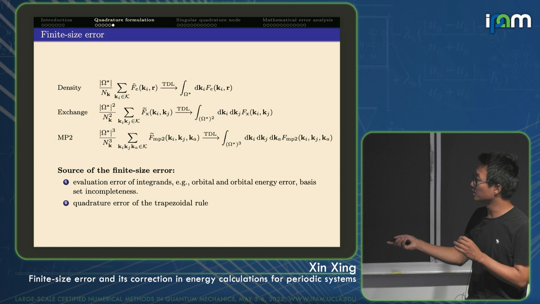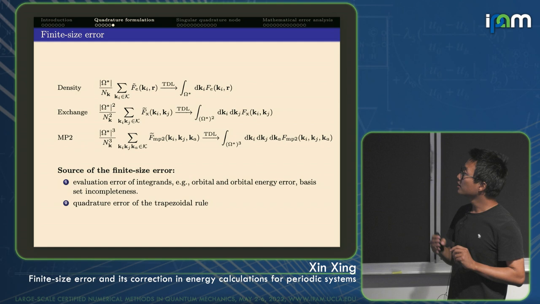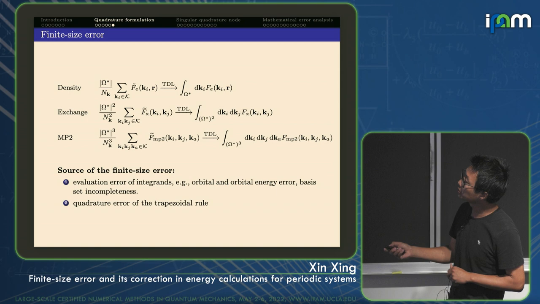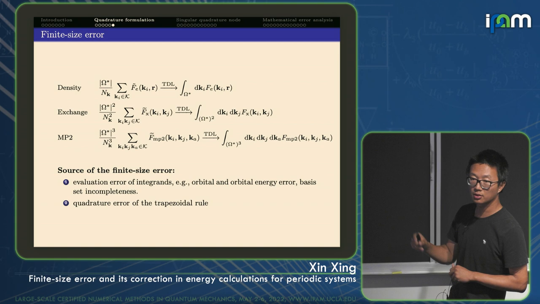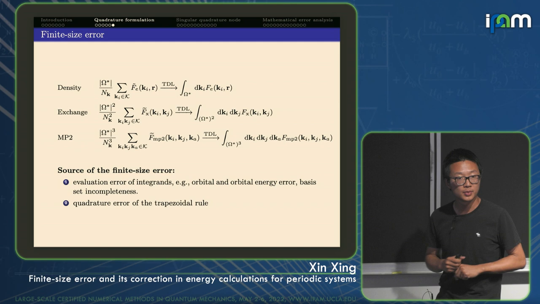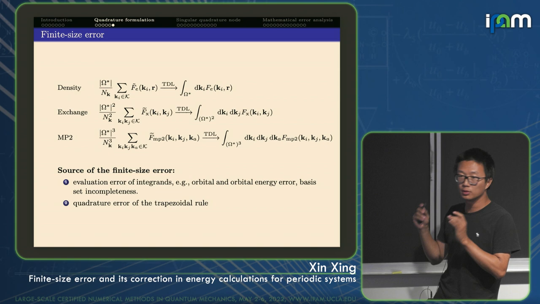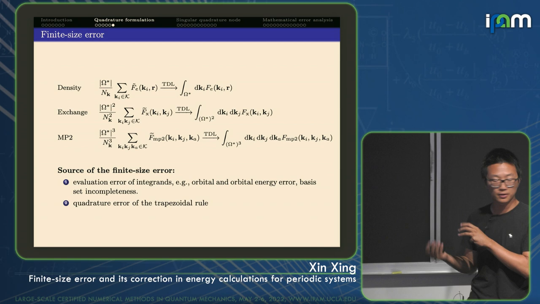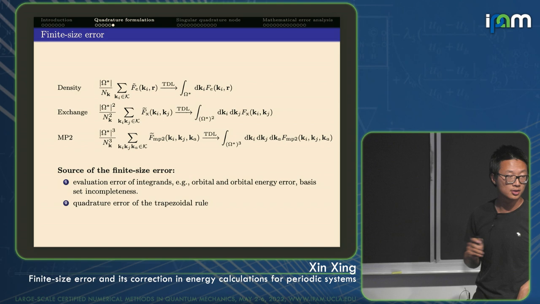So with this assumption, the remaining finite size error is exactly the quadrature error of the trapezoidal rule you use here, meaning the difference between the integral and the trapezoidal quadrature calculation you use to approximate the integral. In this way, this problem becomes a quite standard numerical analysis problem. And our goal is just to try to analyze the quadrature error and try to understand it to develop new methods to reduce the quadrature error in this specific electronic structure calculation setting.